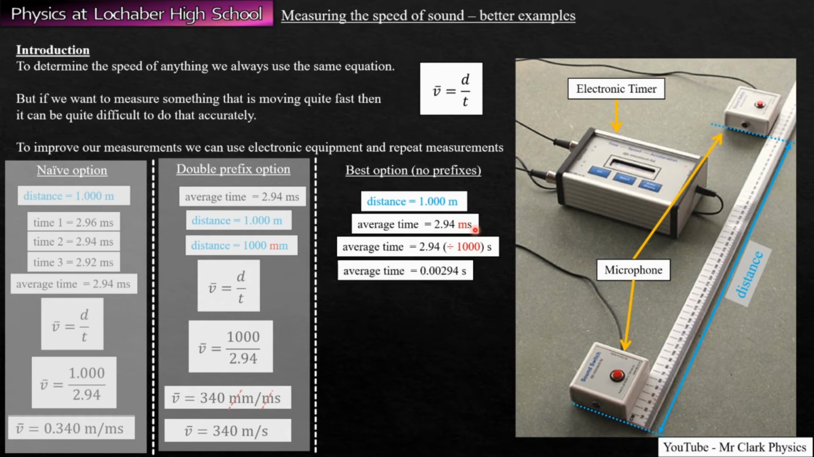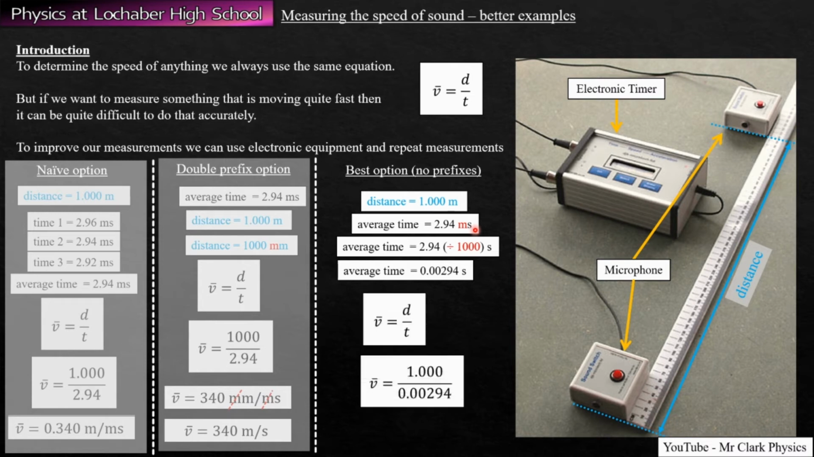My calculator tells me that value is 0.00294 seconds, and now I'm ready to do my sum. Speed is distance over time, put the values in, and out pops the number straight away, 340 meters per second. It's in meters per second because I put 1 meter in for distance, and this many seconds in for time. So my units were meters and seconds, so meters per second comes out at the end.